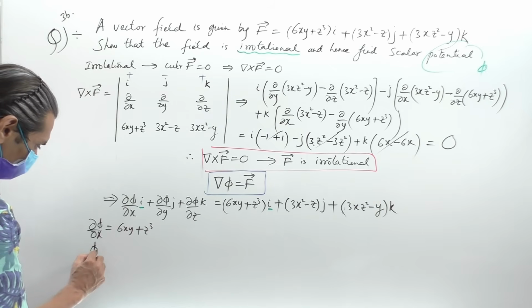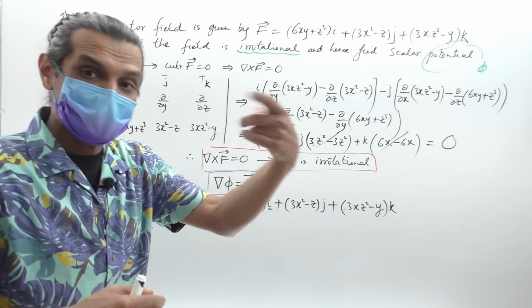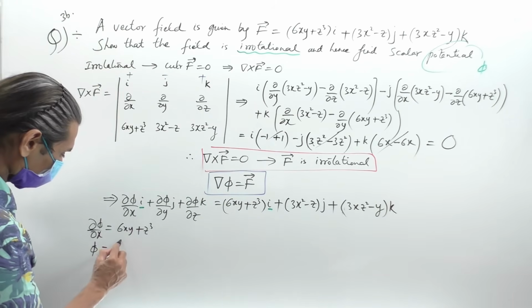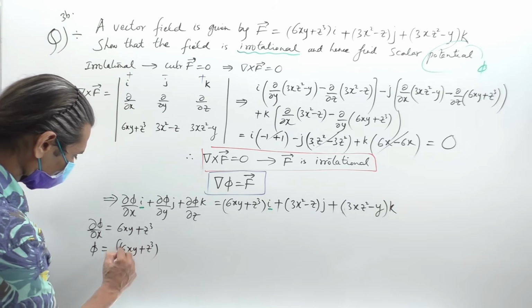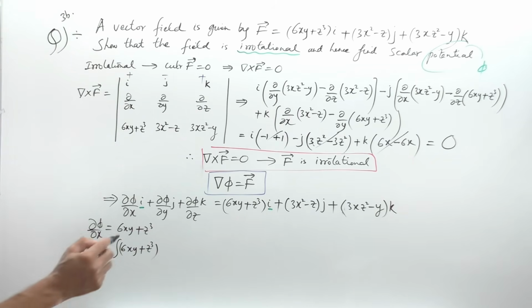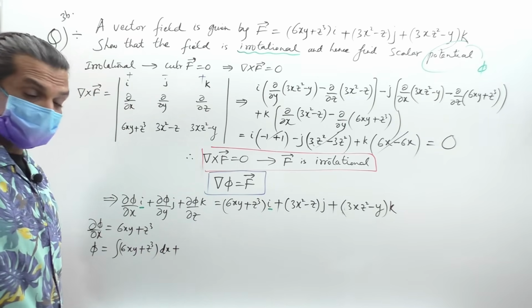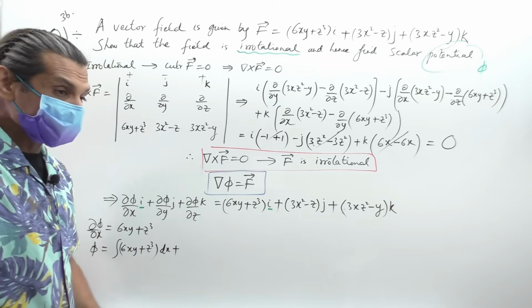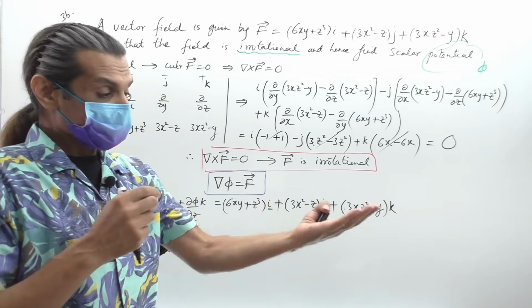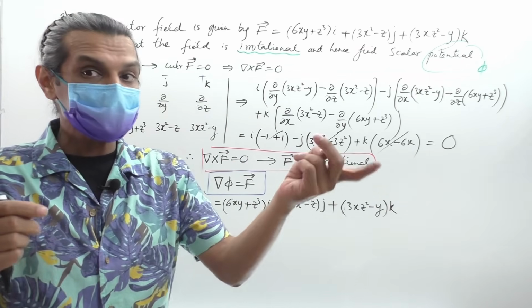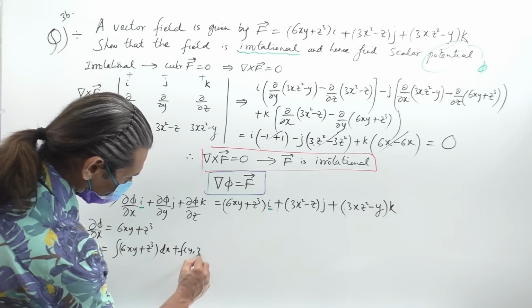Fine. Therefore, phi will be equal to, see, when I find phi, I remove del from the left, so what remains on the right side? Integration. So it will be the integration of 6xy plus z³. See, I am integrating with respect to x, so dx. And one more thing you have to mention here, that is very important. Since you are integrating with respect to x, partial integration, the constants are, see, x, y, z. Since you are integrating with respect to x, what remains? y and z. So write plus f of y comma z, compulsory.